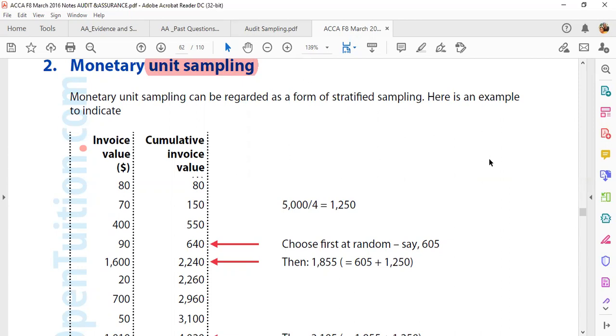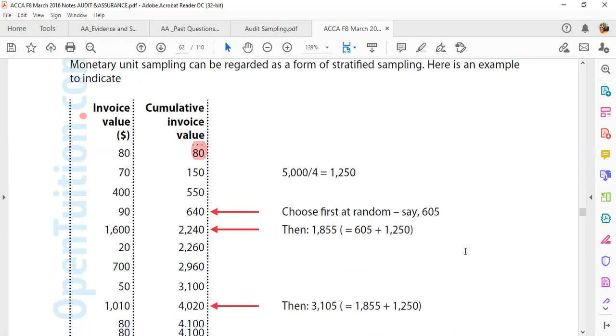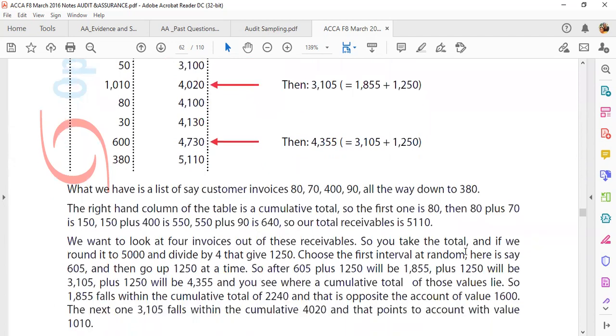Let's say now we have invoice values. Invoice one has a value of 80, so the cumulative invoice value will also be 80. The second one is 70, so the cumulative is 80 plus 70, that's 150. 150 plus 400 gives you 550. Let's now say you want to check something. You can just screenshot this.